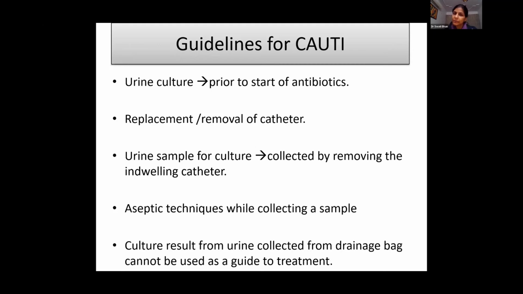Now, if we suspect that the patient has developed a UTI, we should first obtain a urine culture prior to starting antibiotics. It is important that we replace the catheter at this stage if the patient has symptoms of UTI, because we need to remove the source of infection. Urine sample for culture should be collected by removing the indwelling catheter and then placing a fresh Foley's catheter. Aseptic technique should always be used while collecting a sample, and once we get the culture result, we can proceed with targeted antimicrobial therapy.